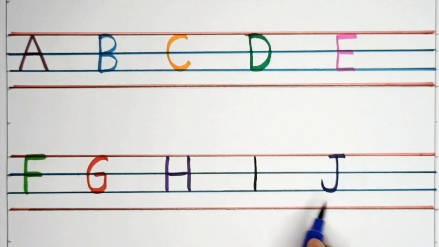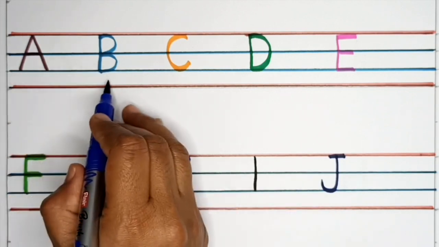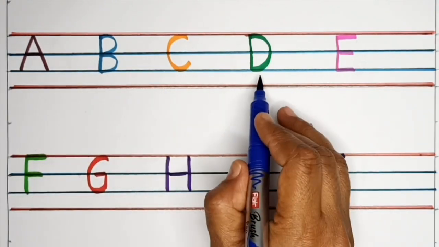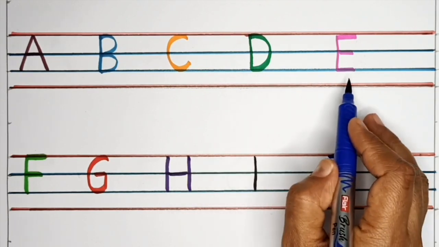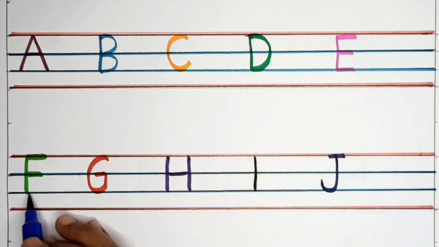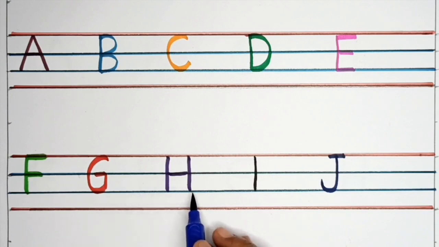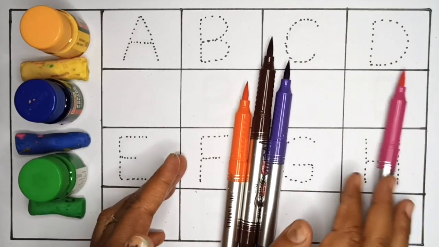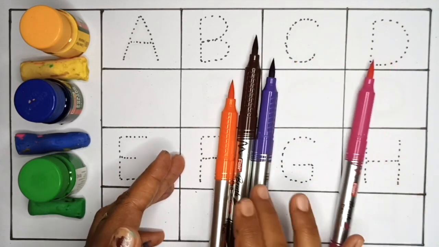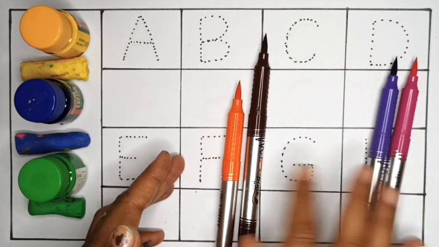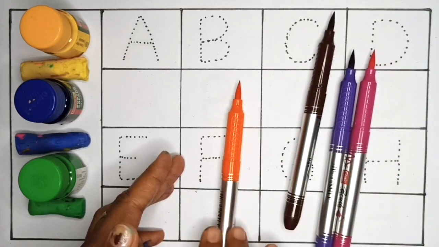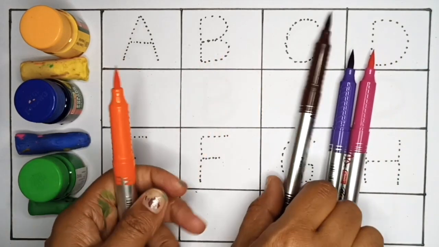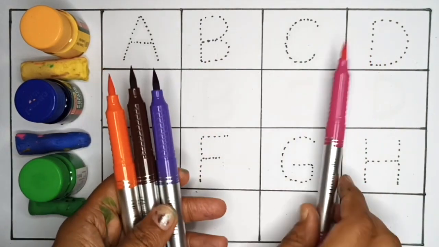J. A, B, C, D, E, F, G, H, I, J. Thank you. Purple, violet, brown, orange, orange, brown, violet, purple.